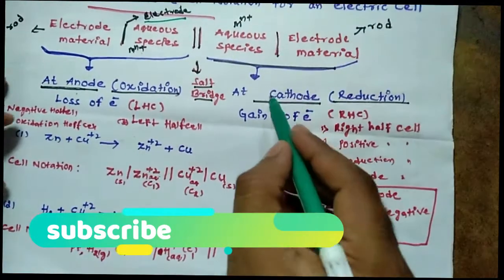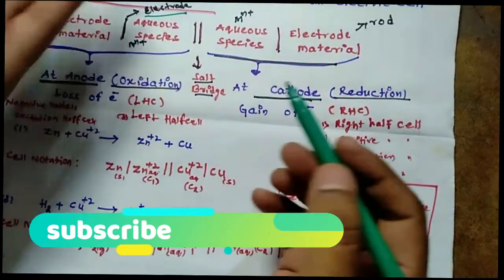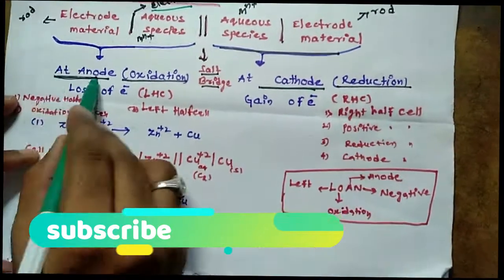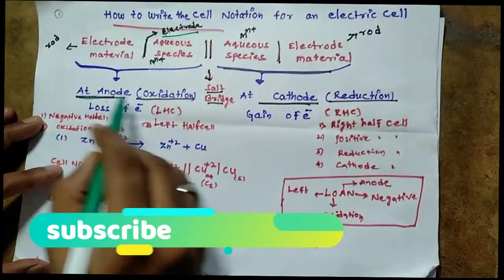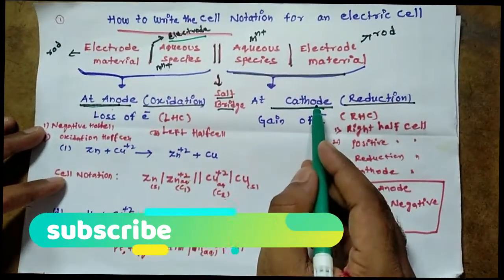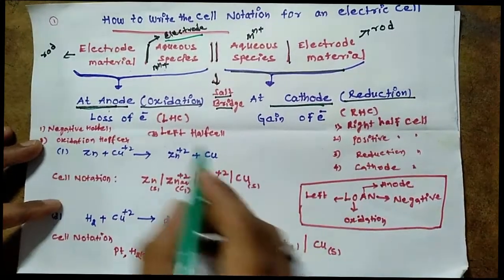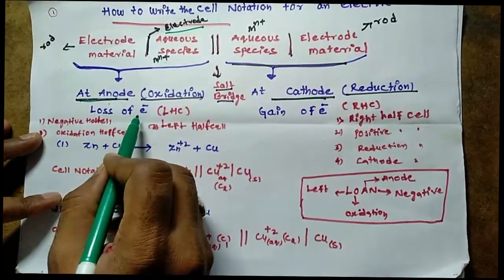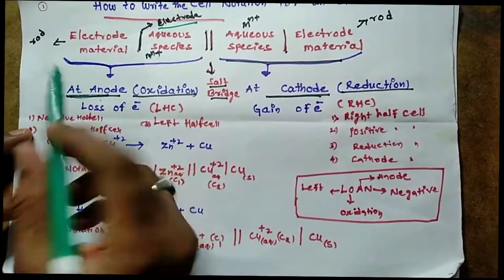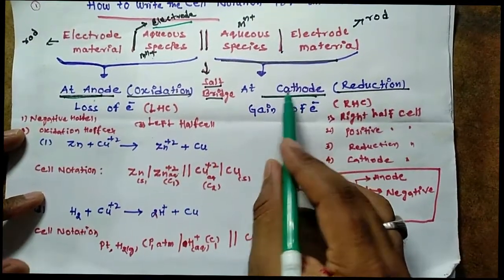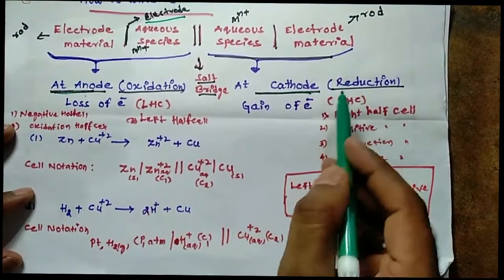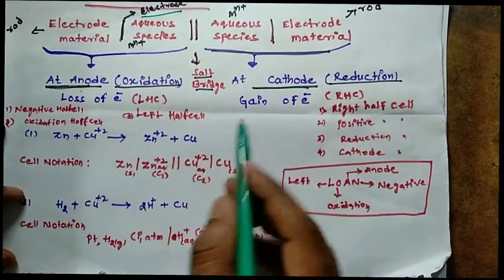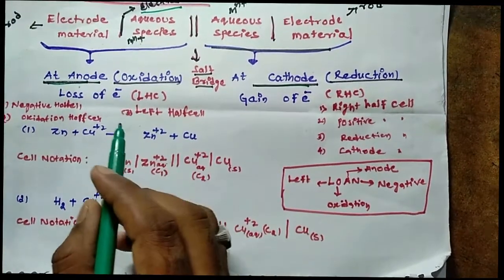Now look at here, on my right hand side I have written cathode and on the left hand side I have written anode. At the anode we know oxidation occurs, and at the cathode reduction occurs. Oxidation means loss of electrons from the electrode, and at the cathode there is gain of electrons, that is the reduction. Okay, clear?